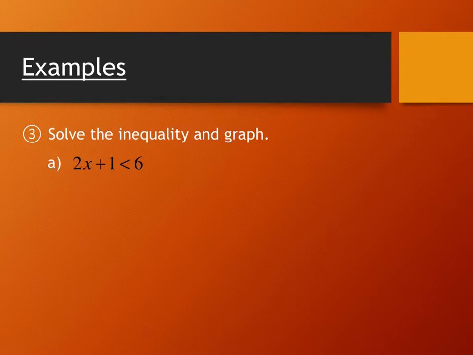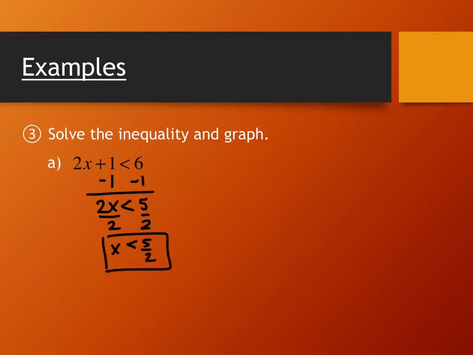What do you suppose you do first on this particular problem? Subtract a 1 is exactly right. So I have 2x on the left, the same symbol is between them, and I have a 5 on the right. Then what do I do? I divide by 2. The x is now on the left, and I have 5/2 on the right. And I have solved the inequality. This is the solution. So I've done half of what the directions said.